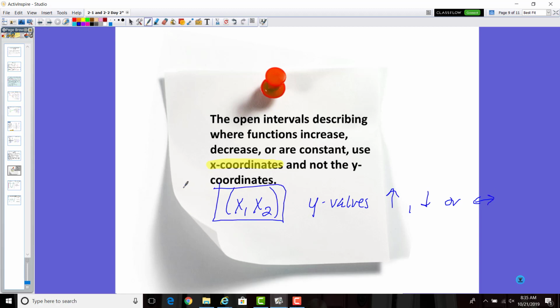This is what your increasing, decreasing, and constant intervals will look like. It will look like an ordered pair. You don't have to worry about brackets versus parentheses, but these tell us between this x and this x, my y values are going up, going down, or staying the same.